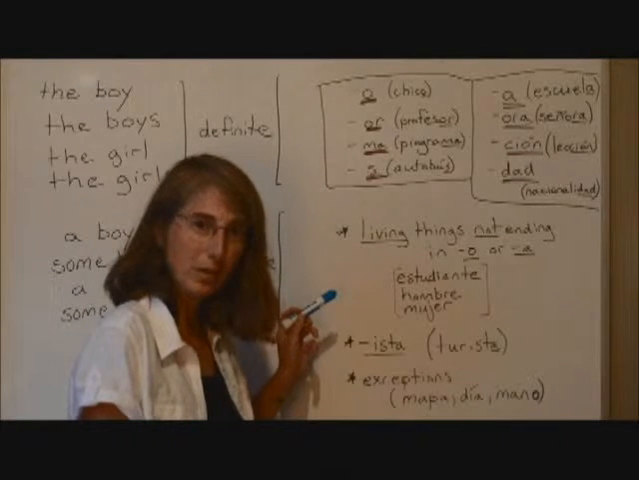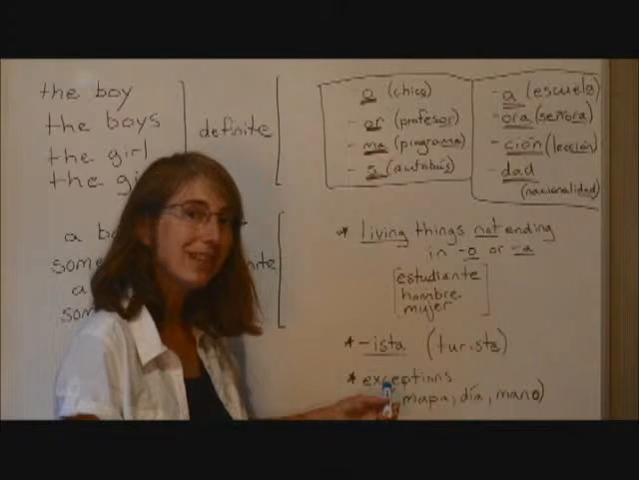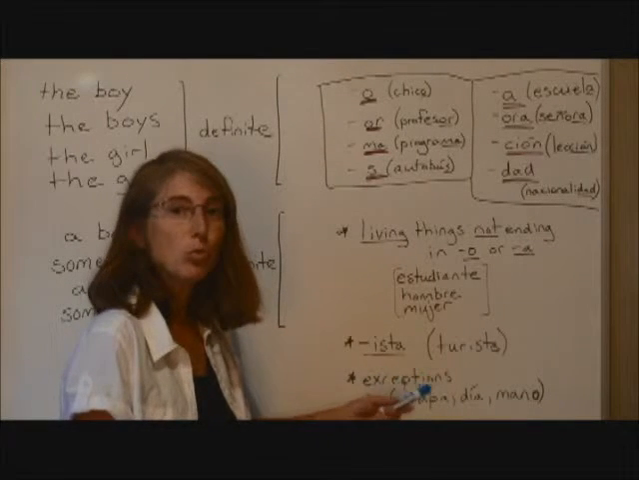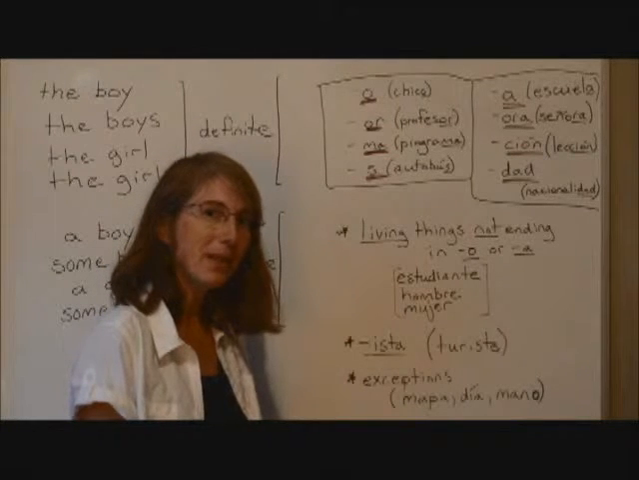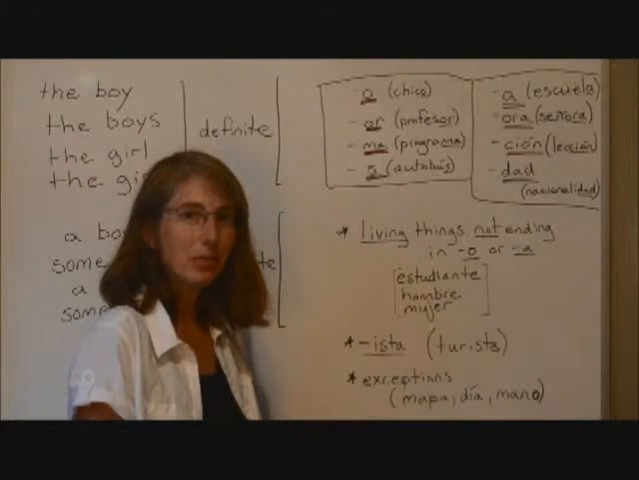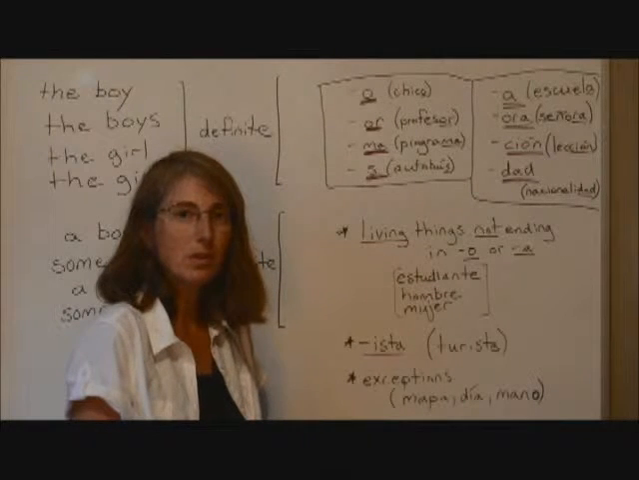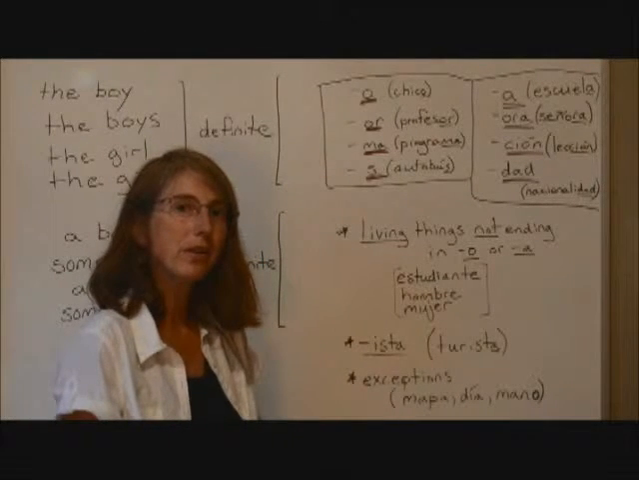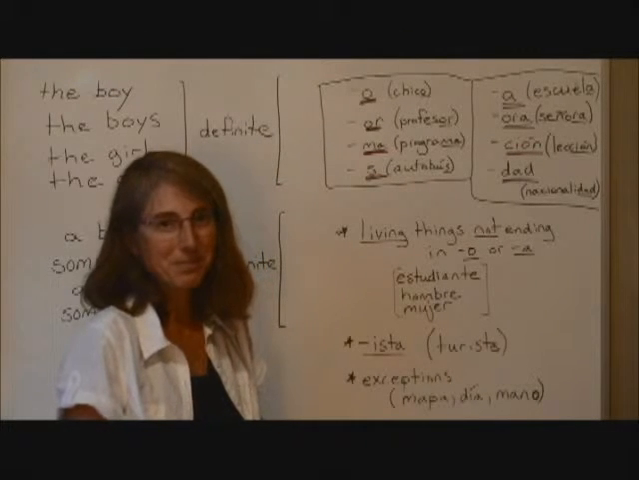Now, here's another rule breaker. Nouns that end in ista, I-S-T-A, like turista, are going to be masculine or feminine depending on the person you're talking about. So if you're talking about a man tourist, it'll be a masculine turista. If it's a girl tourist, it's a feminine turista.